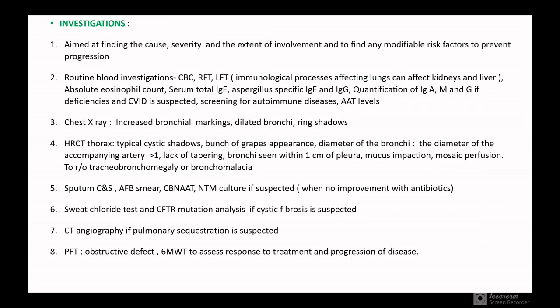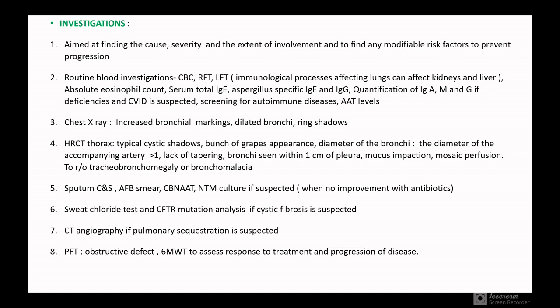It will show typical cystic shadows, a bunch of grapes appearance, the diameter of the bronchi greater than the diameter of the accompanying artery, lack of tapering, bronchi seen within 1 cm of the pleura, mucus impaction, and mosaic perfusion, to rule out tracheobronchomegaly or bronchomalacia. Then sputum culture, AFB smear, CBNAAT.